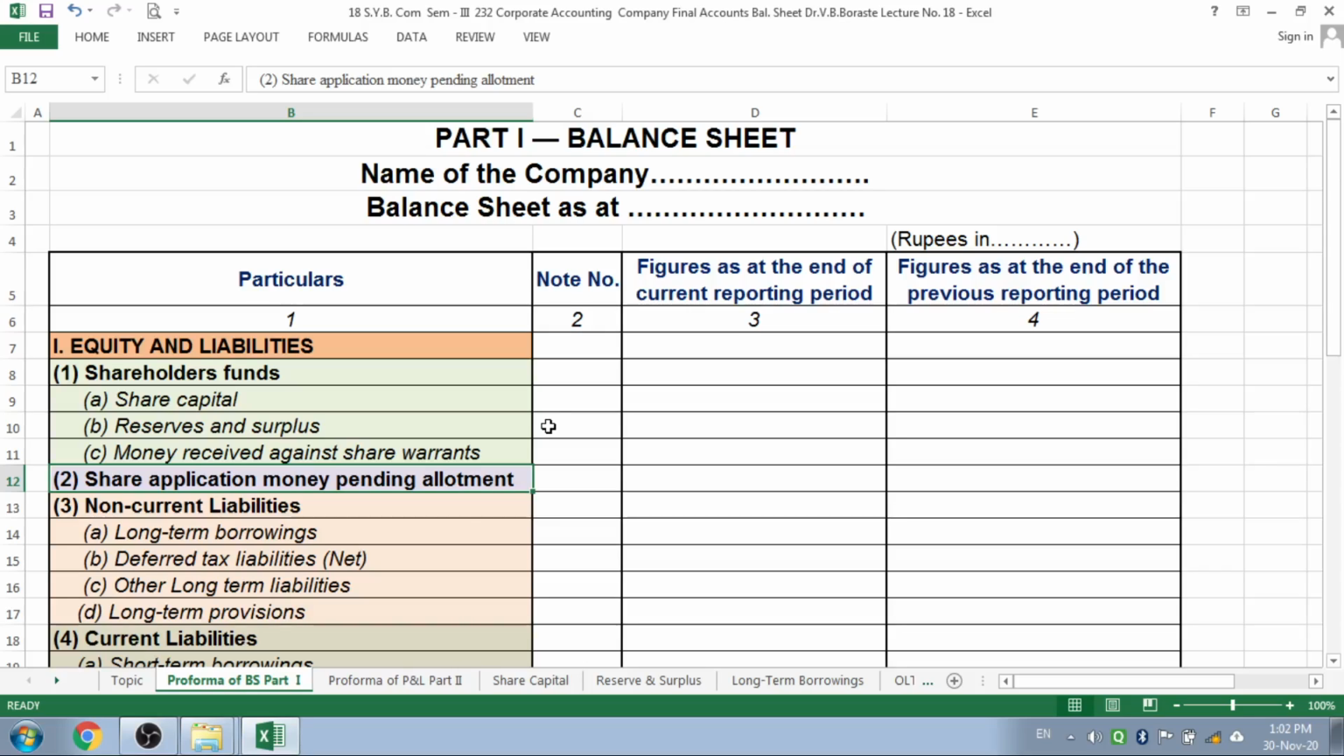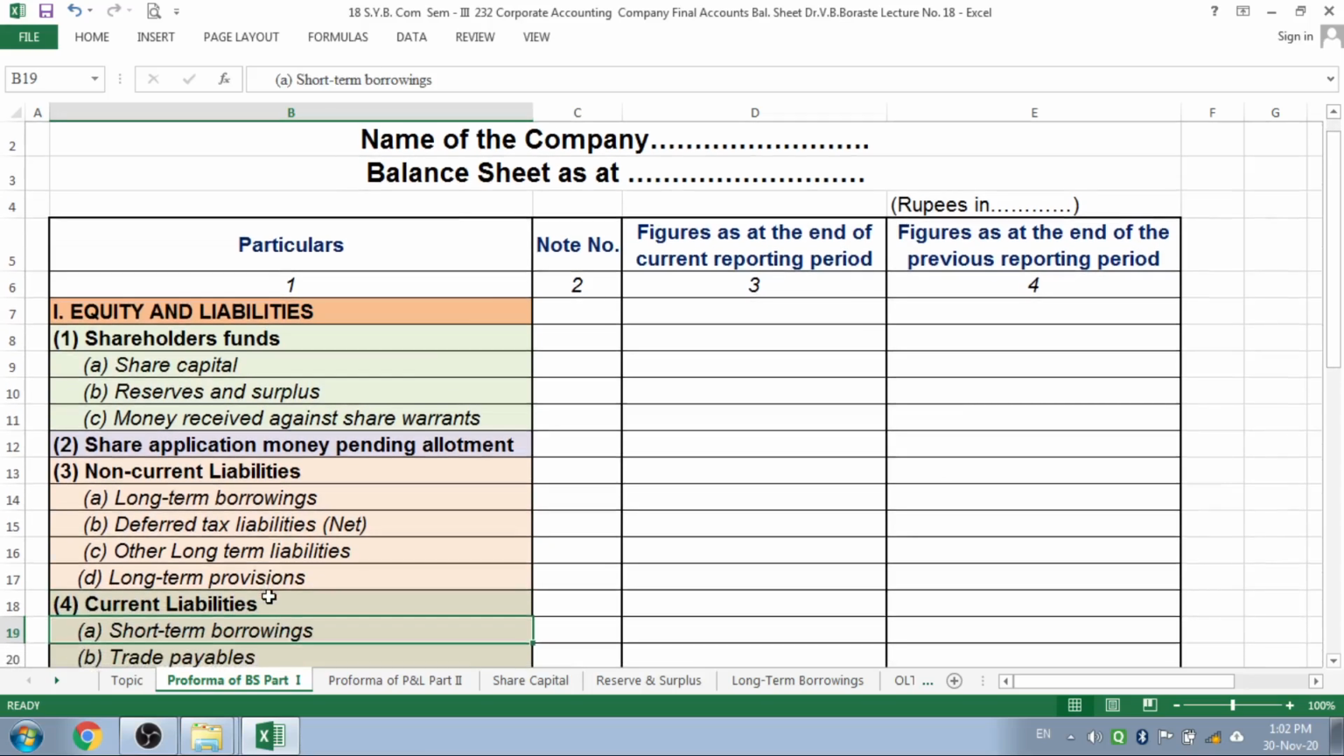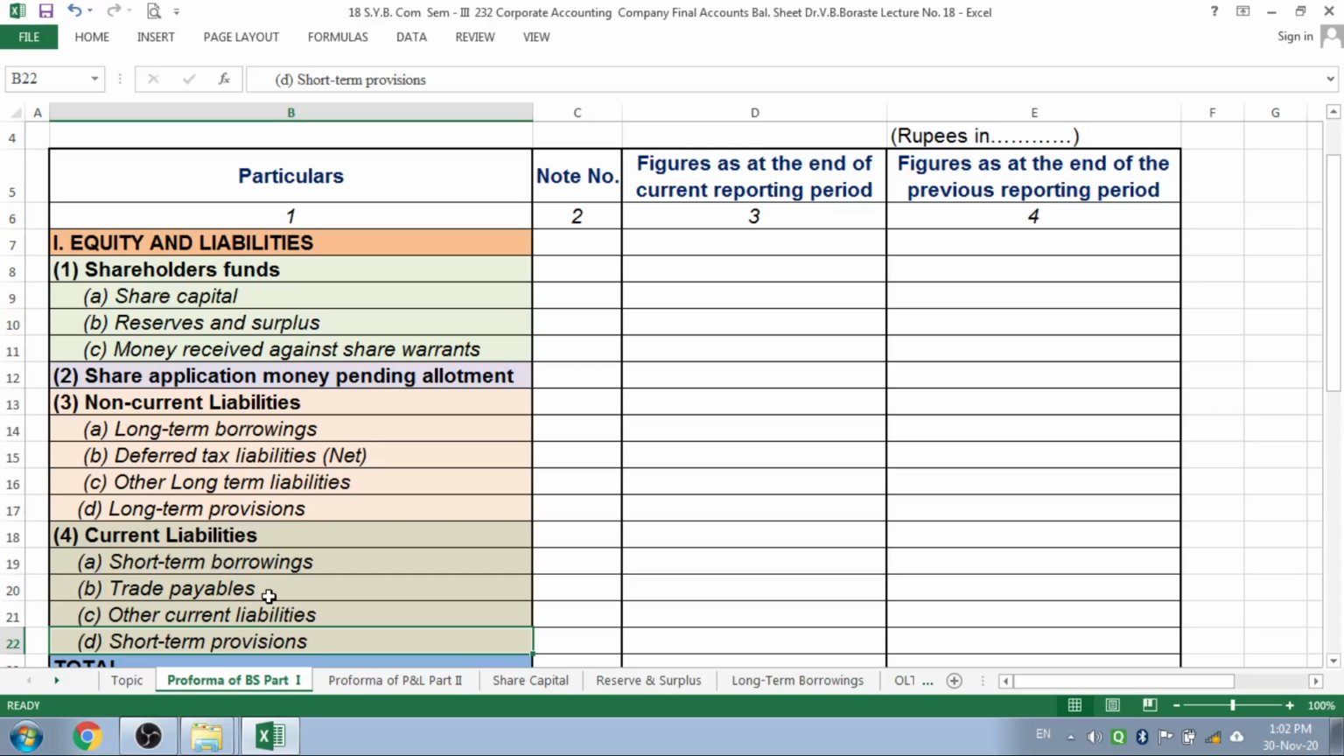Then non-current liabilities, as you know, there are various non-current liabilities. It is divided into 4 subheads, that is long-term borrowings, deferred tax liabilities, other long-term liabilities, and long-term provisions. So these are some non-current liabilities. Then the next item of the equity and liabilities head, that is current liabilities. It is divided into 4 parts, that is short-term borrowings, trade payables, other current liabilities, and short-term provisions. The detailed items, which items are to be considered under share capital, reserve and surplus, or any other head, we are going to discuss in the same video.